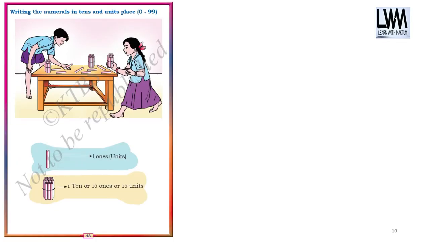Then, writing the numerals in tens and units place. Now, kids, consider an example of a stick. So this is one stick that we call 1 unit. If I have 10 sticks, these are 10 different units, right? One stick means 1 unit, 10 sticks means 10 units. These 10 units make one group of 10. Hope you already got this. Yes, I already explained this.